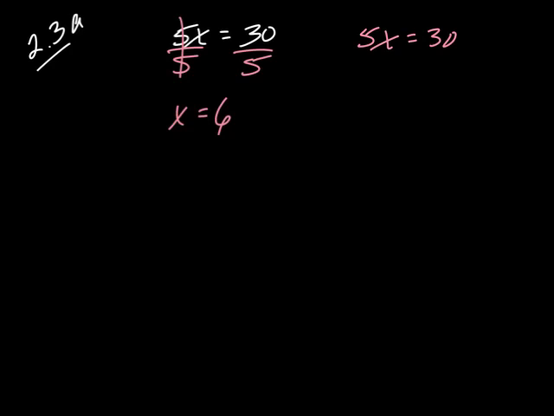So that's what we're going to be doing in this lesson, just practicing a bunch of different types of problems that have the multiplication there. Okay, so example 2. Negative 4a equals 24.